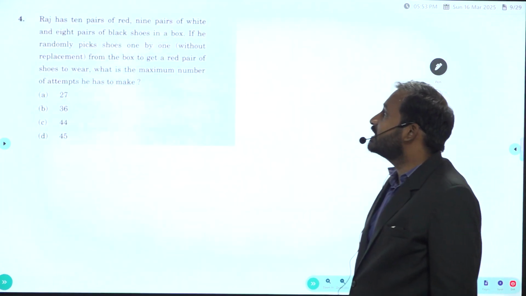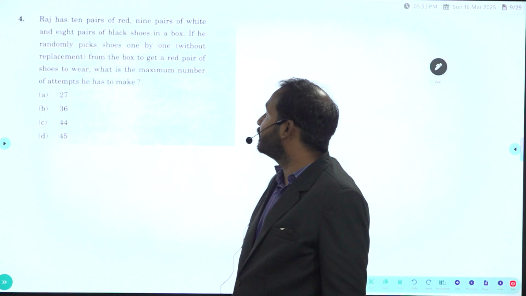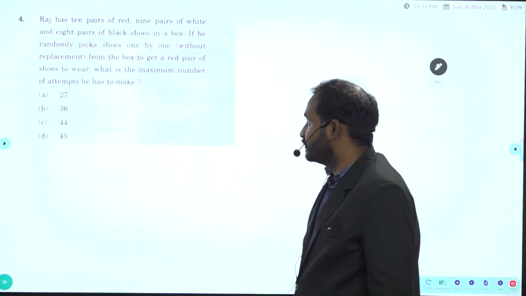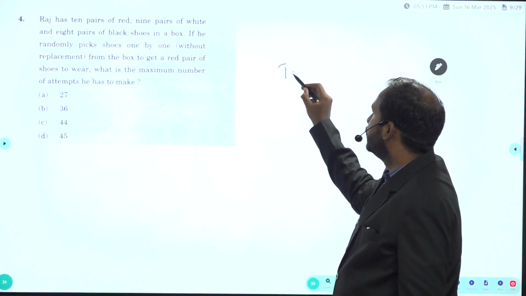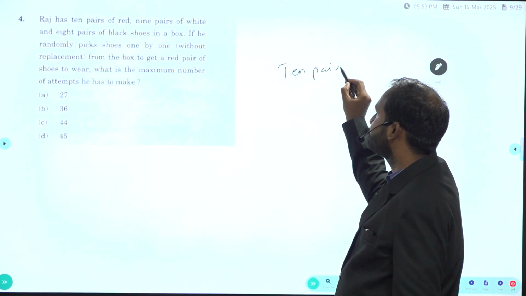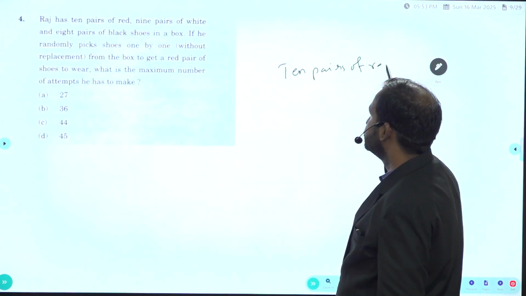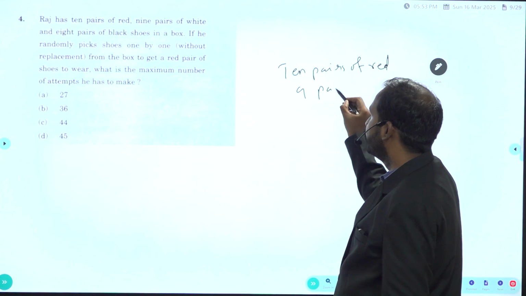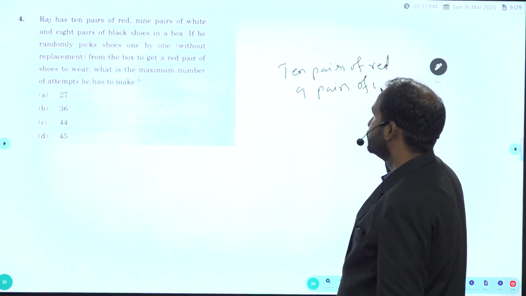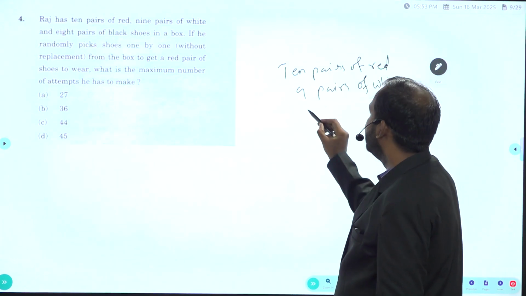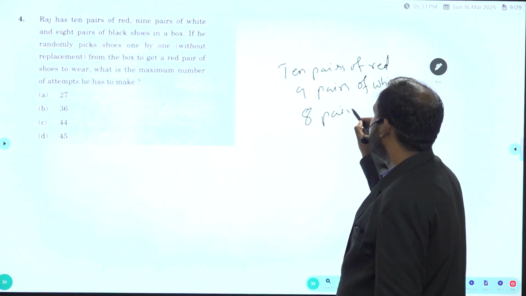Next one. Raj has 10 pairs of red, 9 pairs of white and 8 pairs of black shoes.